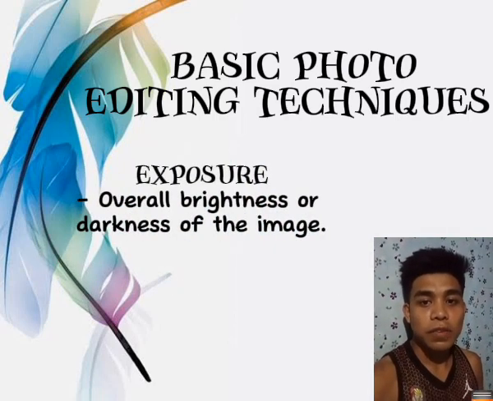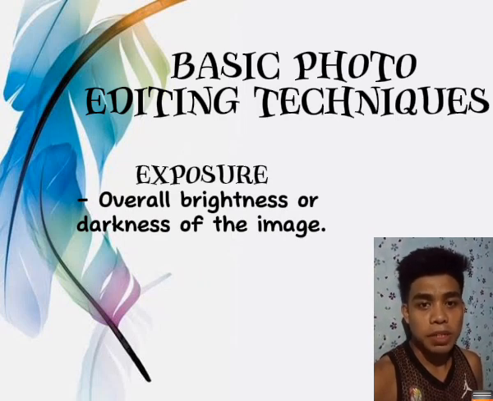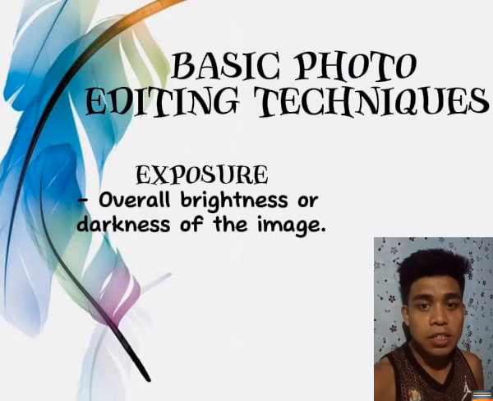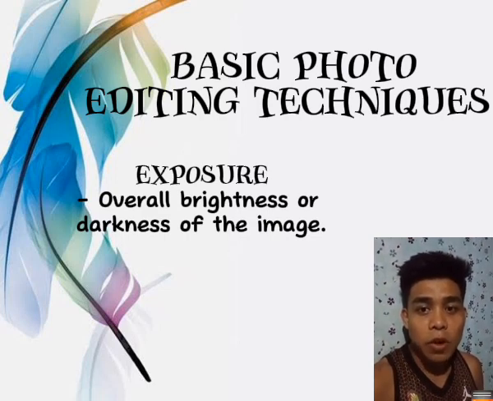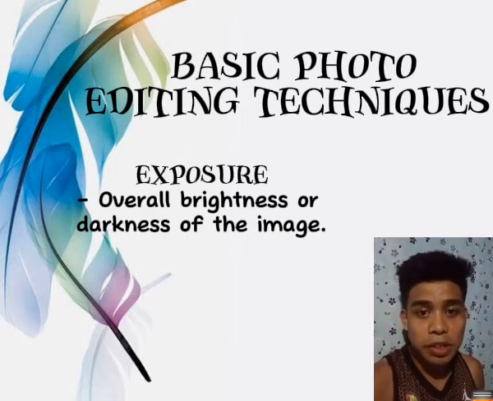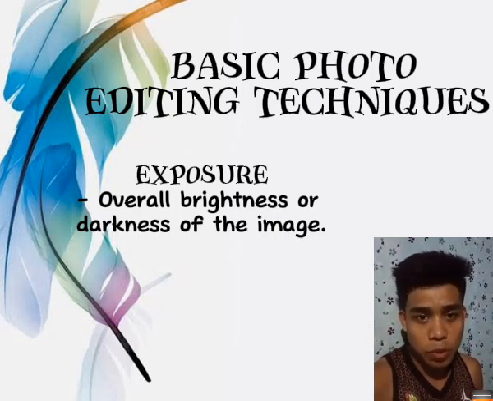Exposure. Overall brightness or darkness of the image. Highlights control just the brighter parts of the image. Shadows control just the darker parts of the image. Whites set the brightest point in the image. Blacks set the darkest point in the image. Exposure is simply how light or dark an image appears. If an image is too dark, it's underexposed; if too light, it's overexposed.